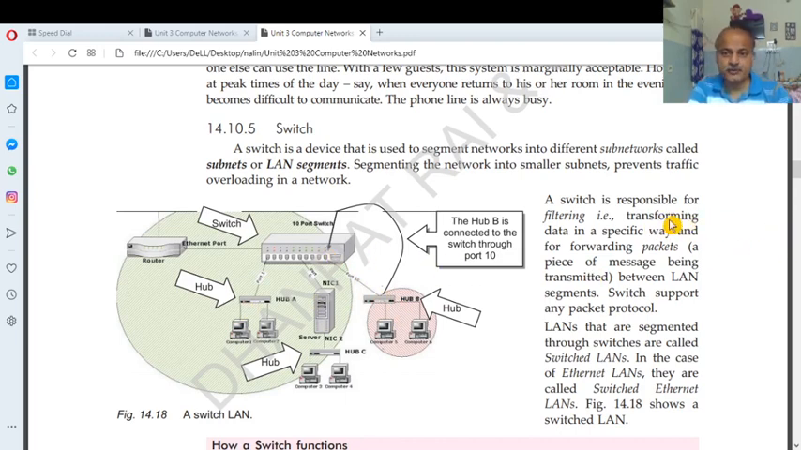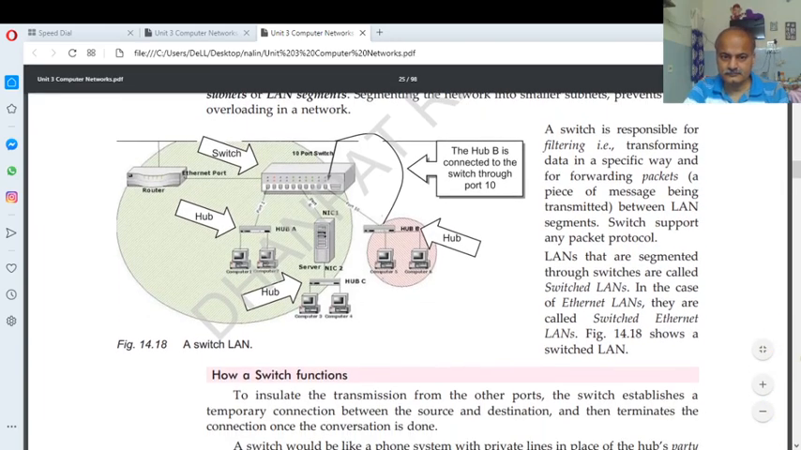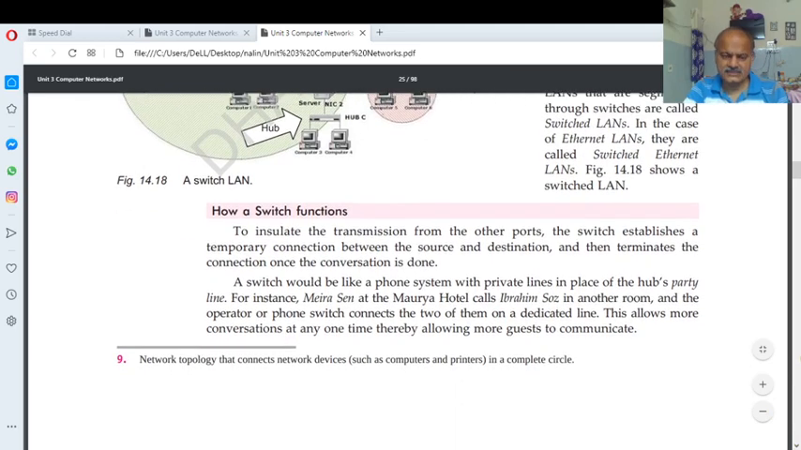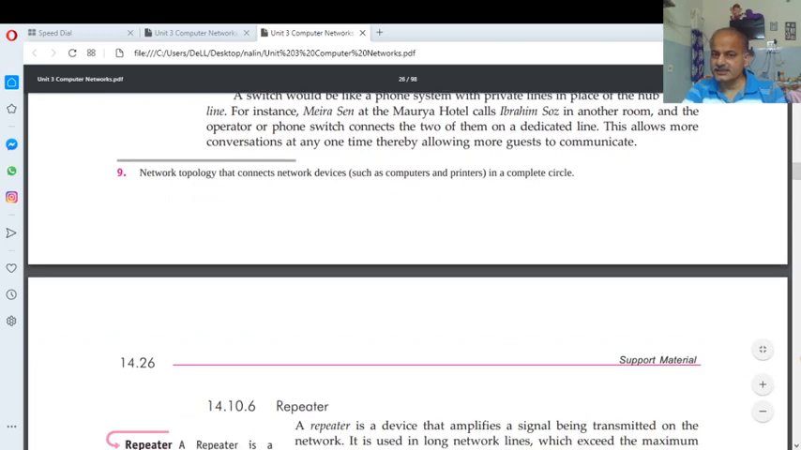So the switch is responsible for filtering. What is filtering? Transferring data in a specific way and forwarding packets, meaning a piece of message being transmitted between the LAN segments. A switch supports any packet protocol. After that you are seeing how a switch functions. This is not in your syllabus.